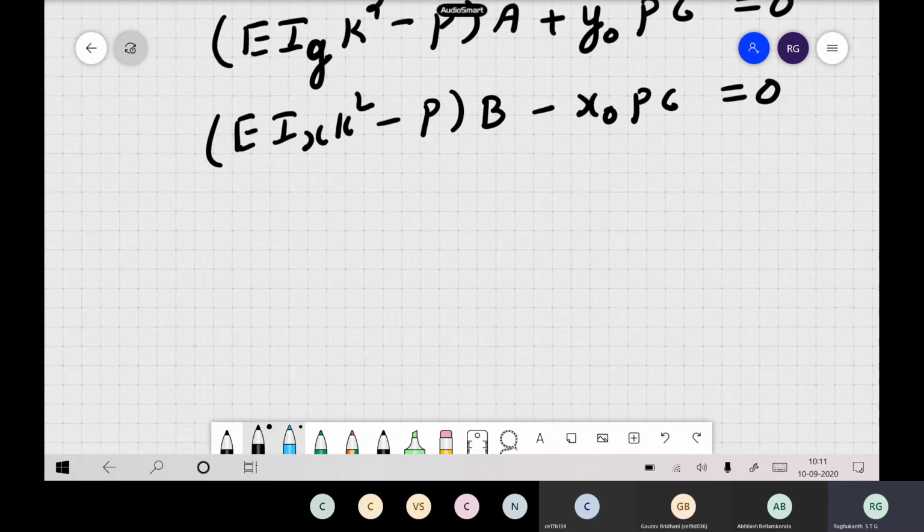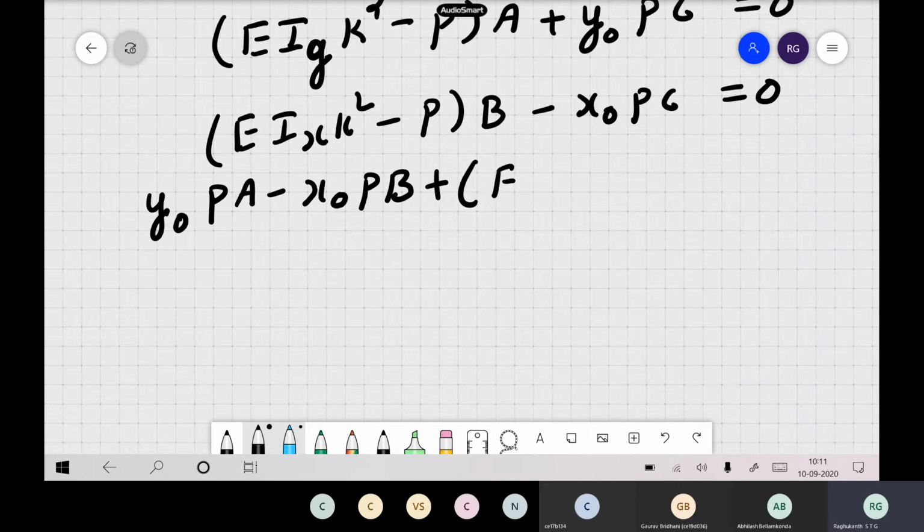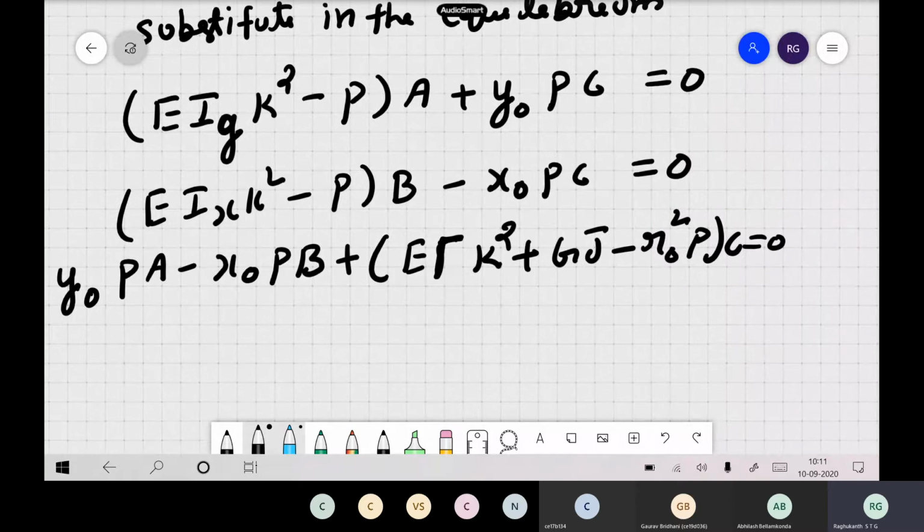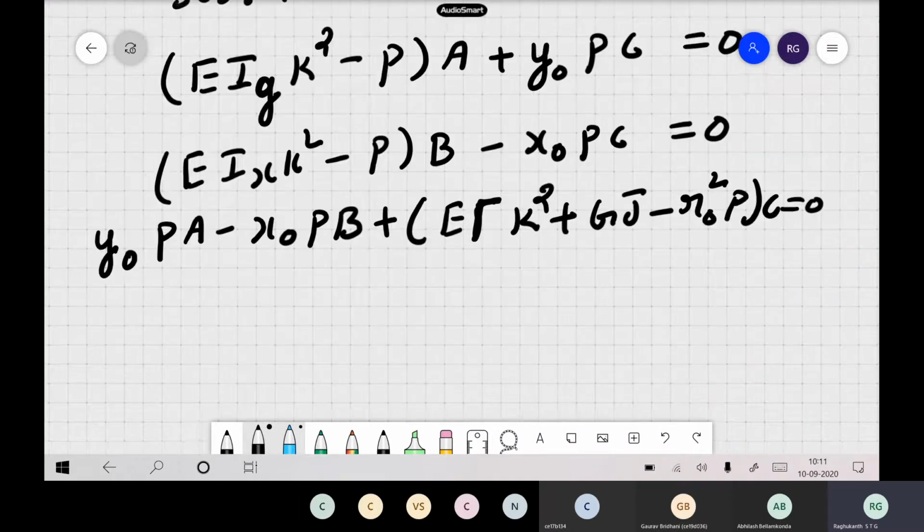And the third equation, which is the complicated kind of thing: y naught into P times a minus x naught into P times b plus E, of course, you have this warping constant here, times k square plus GJ minus r naught square P into c is equal to 0. So these are the three equations for simply supported. Assuming that all the supports are simply supported, even the warping restraint is more or less simply supported. So these three equations come.